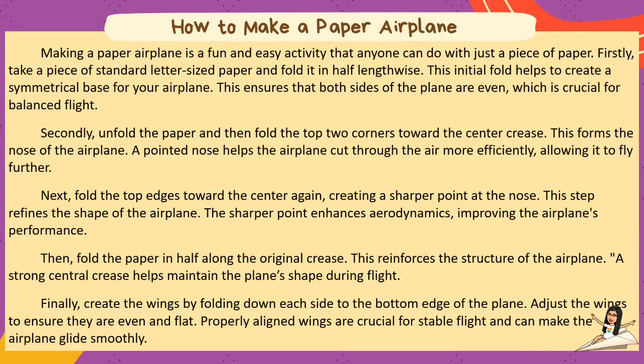Firstly, take a piece of standard letter-sized paper and fold it in half lengthwise. This initial fold helps to create a symmetrical base for your airplane. This ensures that both sides of the plane are even, which is crucial for balanced flight.